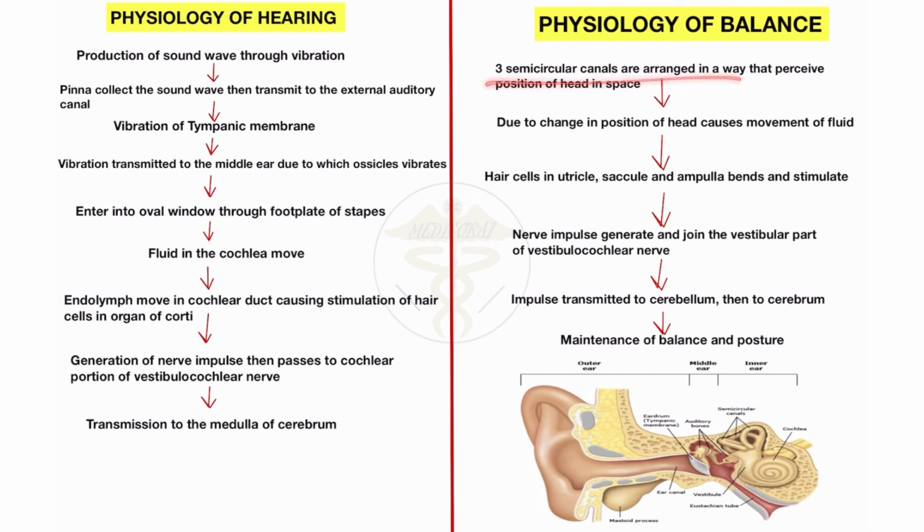First, the three semicircular canals help in detecting balance, as a change in the position of the head causes movement of the fluid. Then the hair cells present in the utricle, saccule, and ampulla of the semicircular canal are stimulated, and the nerve impulse is transmitted through the vestibular part to the vestibulocochlear nerve. From there it is transmitted to the brain and helps in the maintenance of balance and posture. So this is about the physiology of balance, and that was the physiology of hearing.